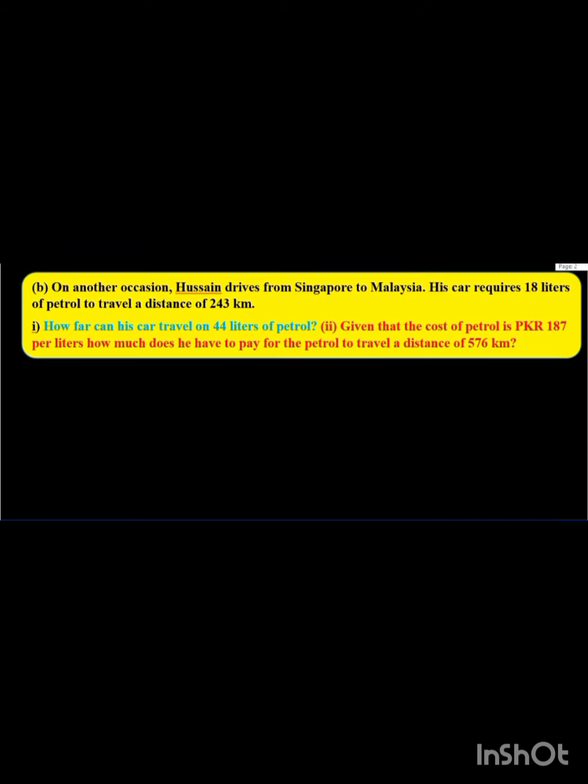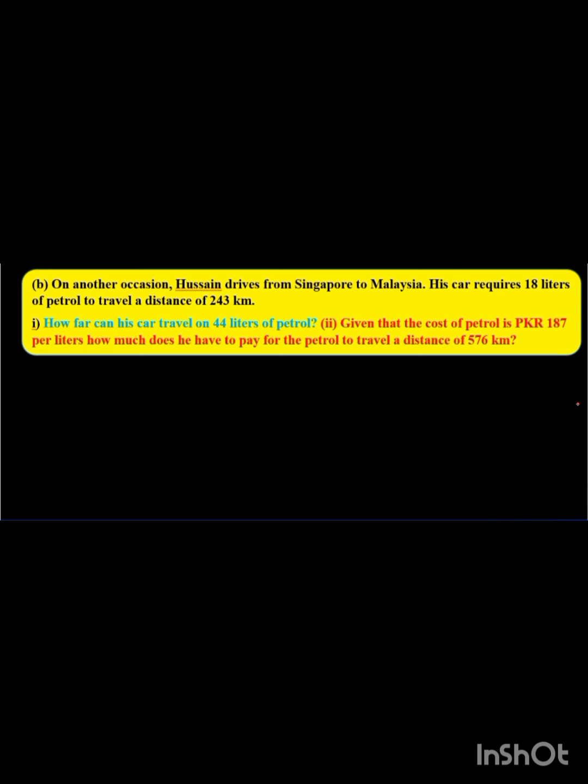What do we have in the B part? In the B part, on another occasion, Hussein drives from Singapore to Malaysia. His car requires 18 liters of petrol to travel a distance of 43 kilometers. Okay, but how much distance did he travel?